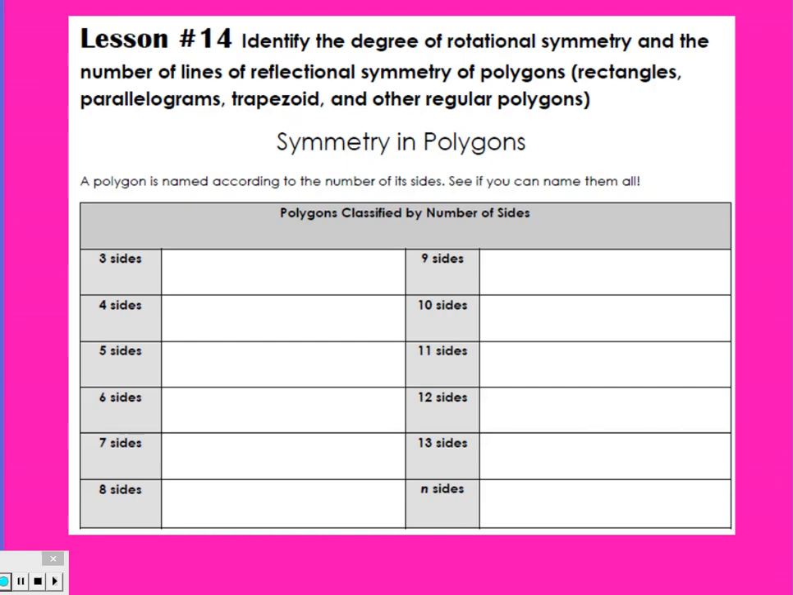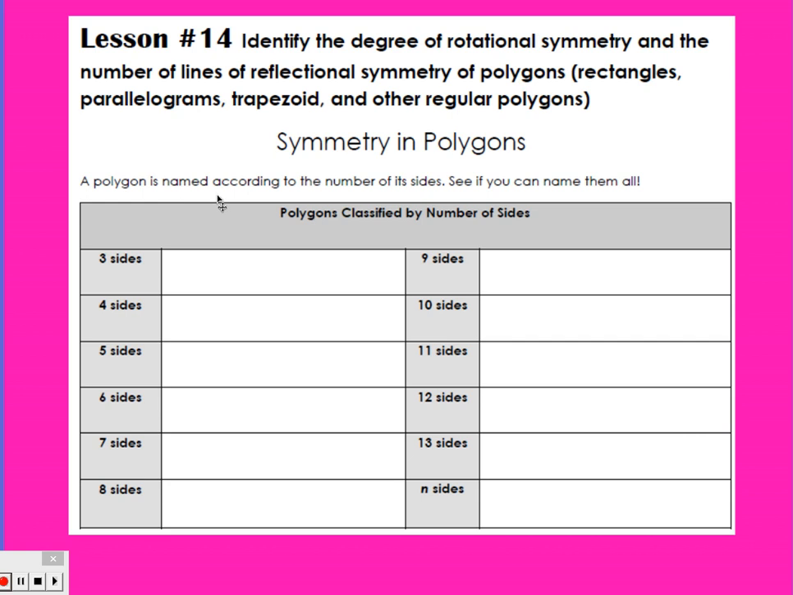All right, so you guys have this. You want to find this in your packets. I'm going to give you a few minutes to take your best guess without your phones. We're not Googling any of this. All right, you're going to identify the degree of rotational symmetry and the number of lines of reflectional symmetry of polygons. But first, we're just going to look at symmetry of polygons.